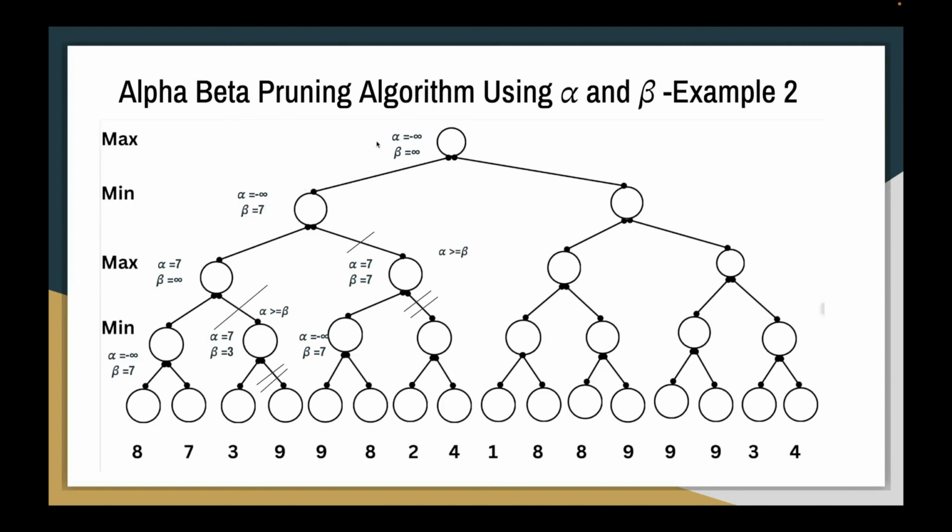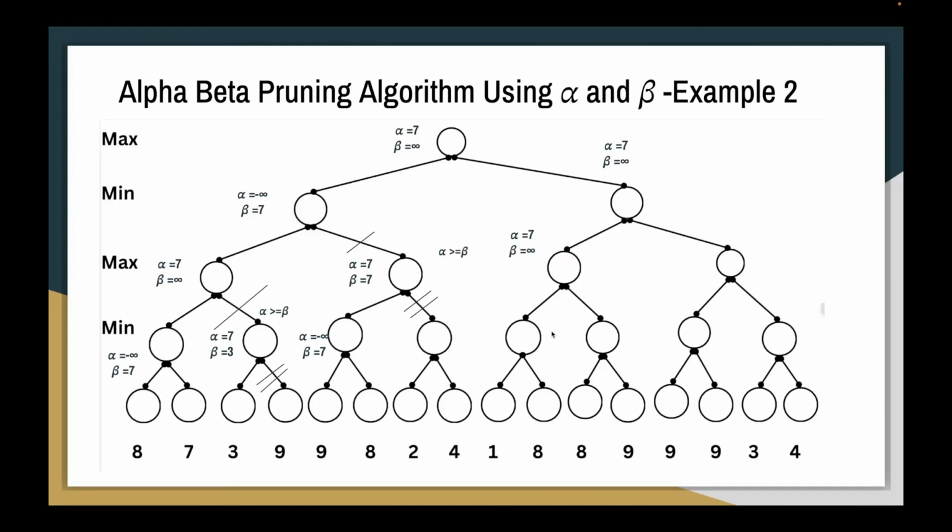These values will be passed to the maximizer. In that, this is the maximizer, so the alpha value has to be changed. In that, 7 is the highest value, so now alpha becomes 7. The same value will be passed here, here, here.